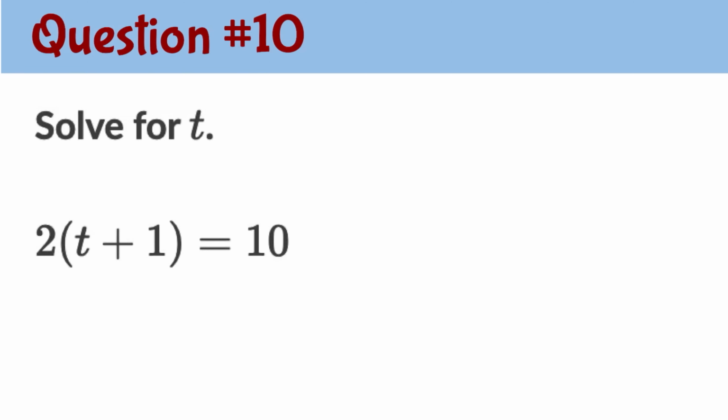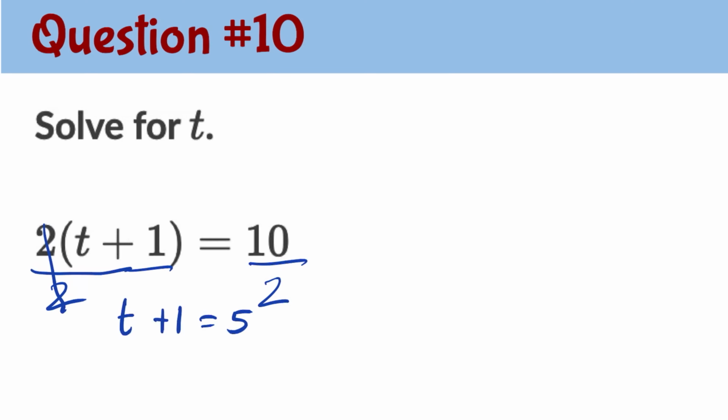Question number 10. Solve for t in the equation 2 times the quantity t plus 1 is equal to 10. So what's the first step? Divide both sides by 2. So dividing both sides by 2, 2 divided by 2 is 1. So we now have t plus 1 is equal to 5. And then we can subtract 1 from both sides. That's the inverse of adding 1. So t is equal to 4.